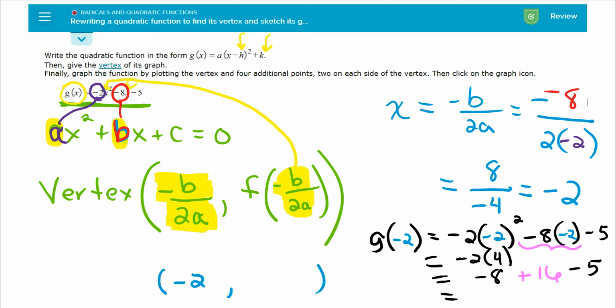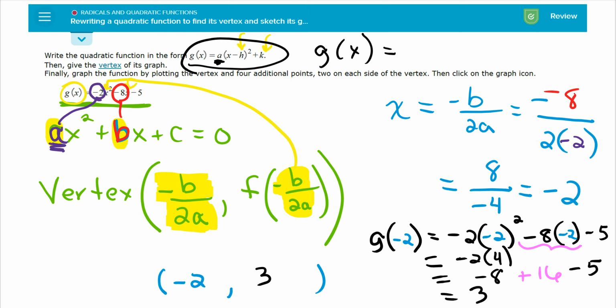And then negative 8 plus 16, you'll do your adding and subtracting from left to right. I'm still following order of operations. Negative 8 plus 16 is 8, and 8 minus 5 is 3. So that is my vertex. And I can then put that back up here. They wanted me to write it as this. G of x is going to equal, now here's the fun part. There's an a right here. Whatever that a is, it's the same as this a right there, which was the negative 2.